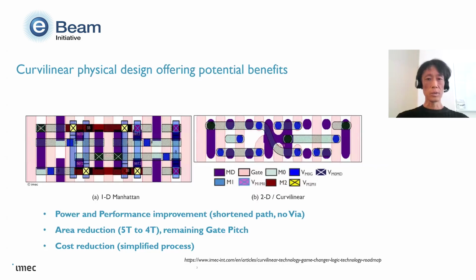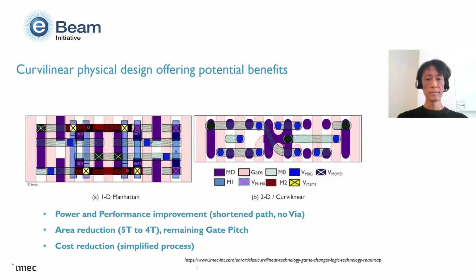Okay, and beyond the lithography, the curvilinear technology may also bring significant benefits to the physical design. This slide compares the conventional one-dimensional Manhattan layouts on the left with the two-dimensional curvilinear implementation on the right. In the Manhattan design, routing is constrained to horizontal and vertical directions, which often requires multiple metal layers, additional vias, and longer signal paths. These constraints increase the parasitic resistance and capacitance, ultimately impacting the circuit performance.